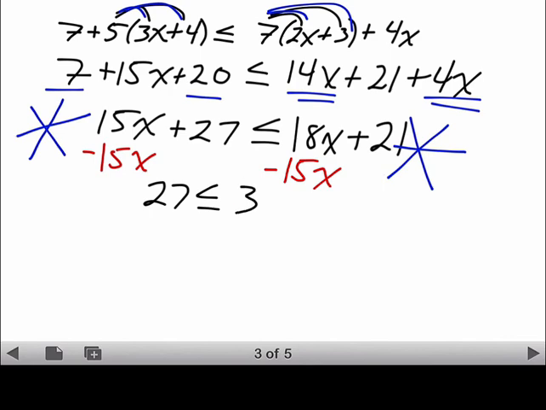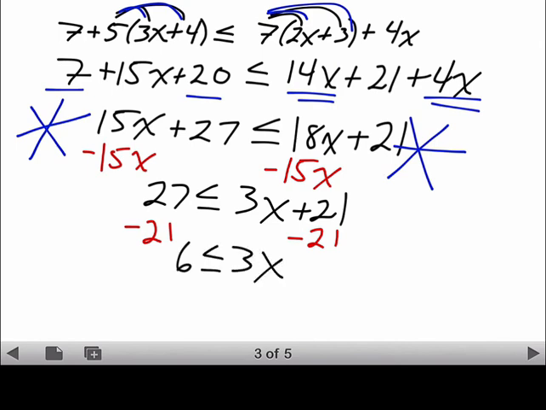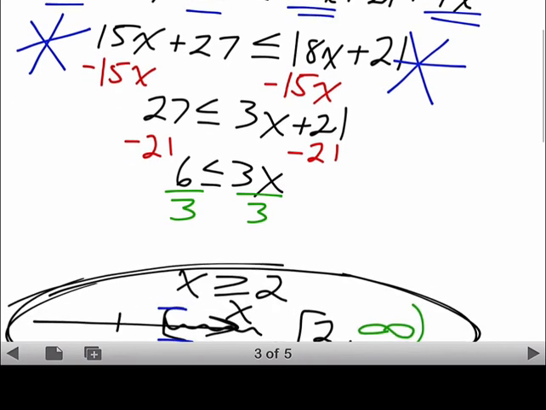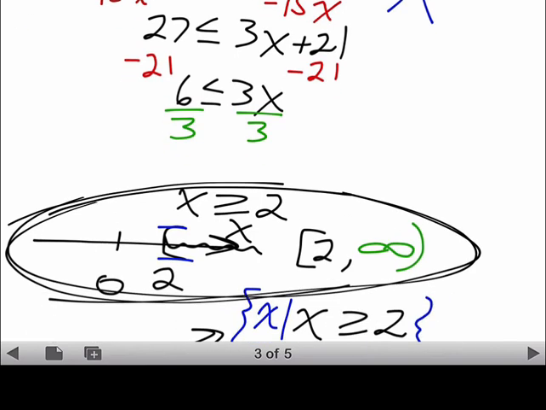27 is less than or equal to 3x plus 21. Now I'm going to subtract 21 from both sides and get 6 is less than or equal to 3x. You'll notice that we're keeping our variable term positive, and when we do that, we end up dividing by a positive 3. Now, when I scroll down here, there's going to be another mess down there, but it's what we already saw before. And here I have, when I perform the division, 2 is less than or equal to x.